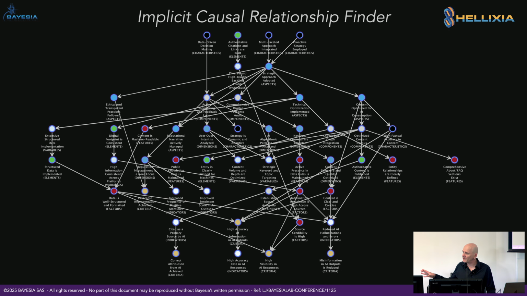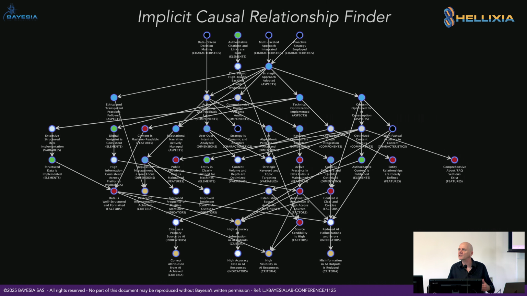Then what I did after that, I have my nodes that come from the keywords, and I use Hellixia for finding the causal relationships between these nodes. Here you see I call that the implicit causal relationship finder, because I'm using the knowledge that is encoded in the LLM, right?